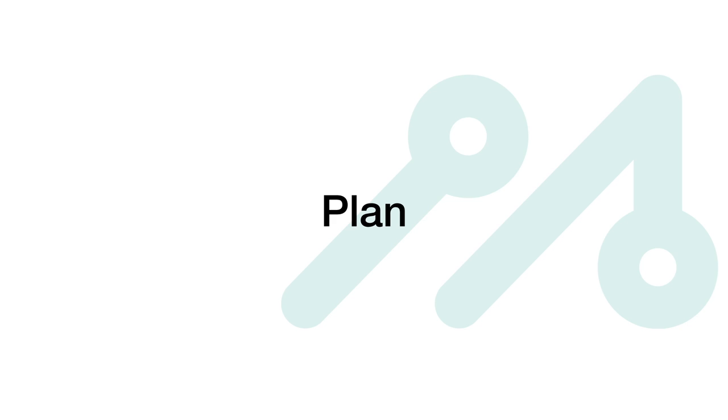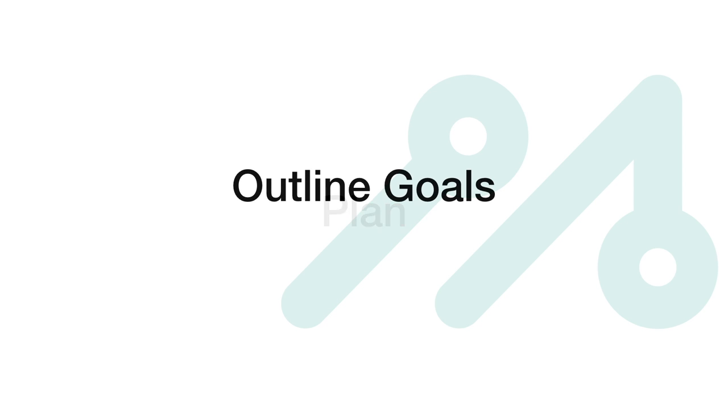Plan. Very important. So outline your goals. What are you trying to achieve? What do you want to make out of this? Where are you going with it? Be concise with that. That should give you a set of features. What do you want it to do? Define a very clear feature set.